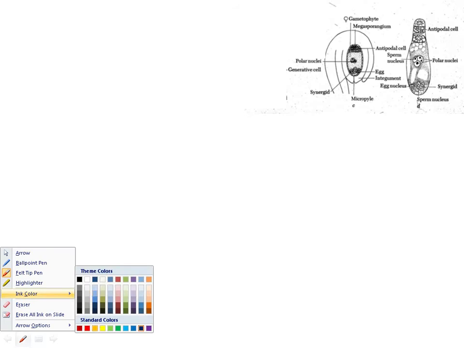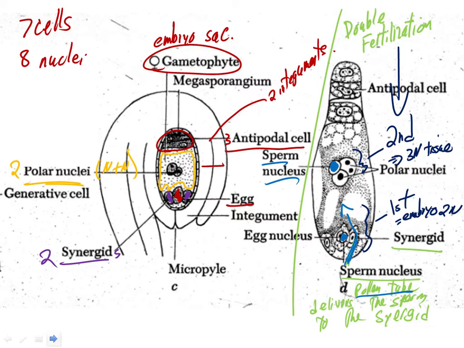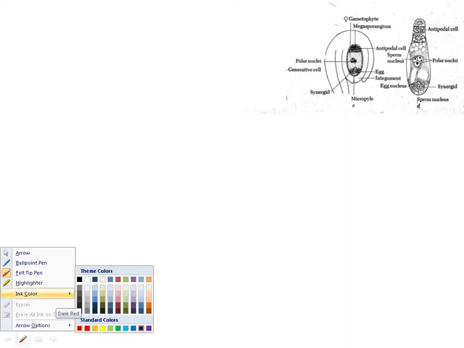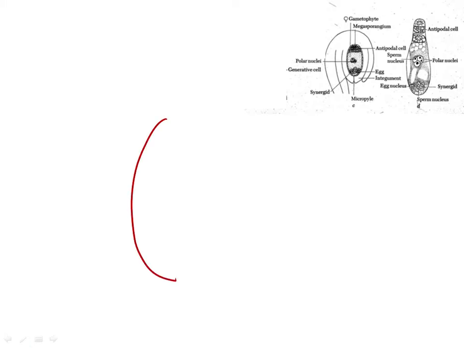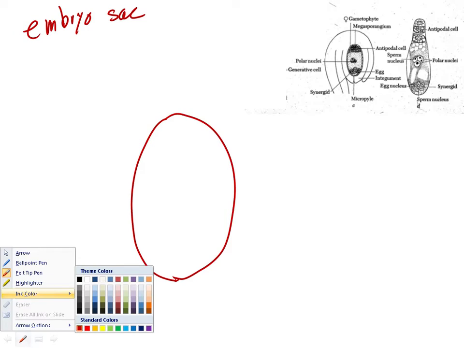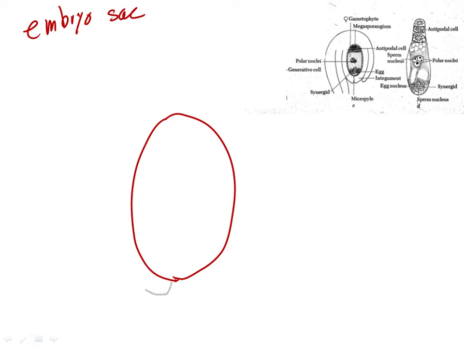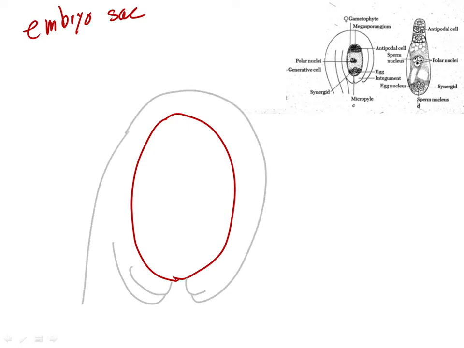Let's do that all again, drawing out the embryo sac. I've forgotten the colors I used already. I'll just pick something here. There is our embryo sac. In red, you can draw in another color around it. We'll just choose a gray color here for our integument. And we're drawing this now in the same way as up here, right? So the integument is going to be pointing downward. The micropyle is going to be pointing downwards. So this is the integument.